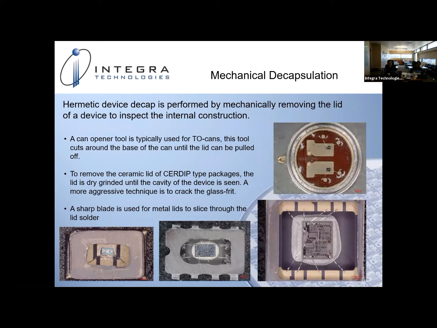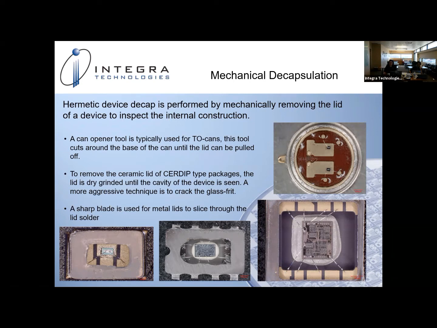Mechanical decap is different from chemical decap. Mechanical decap is the process of removing the lid of a hermetic device. For TO cans, a can opener tool is used to cut around the base and remove the lid. A typical type of TO can is seen on the top right of the slide. For CERDIPs, these packages are usually dry ground until the cavity is reached. The CERDIP is your middle image on the bottom of the screen. We grind through that ceramic and expose the internal workings of the device.